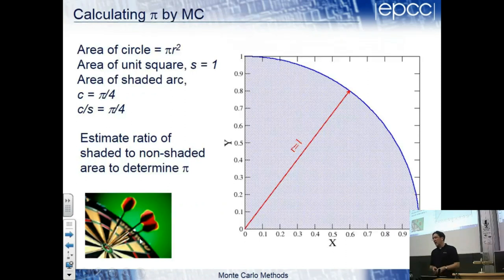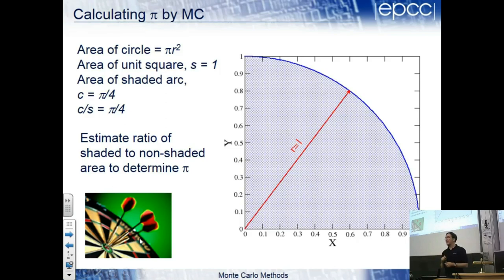But the standard way you can use random numbers to tackle this is, rather than doing a uniform sampling on some grid, you sample randomly. So if we wanted to work out what pi is using a Monte Carlo method, the standard thing you can do is say the area of the circle is pi r squared. Take a unit square, with side s equals 1. If you follow that through, the shaded area there is pi by 4, and the total area is 1.